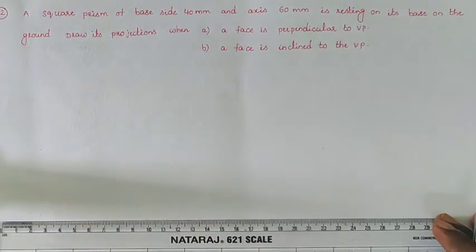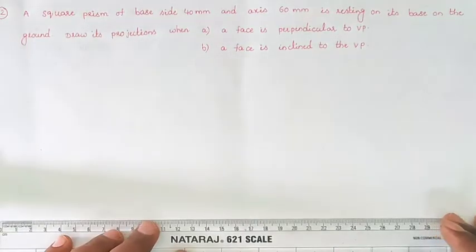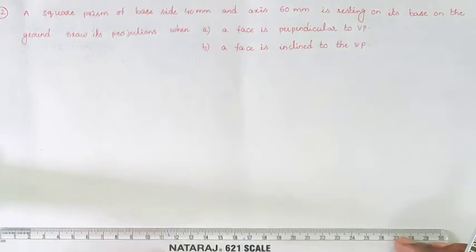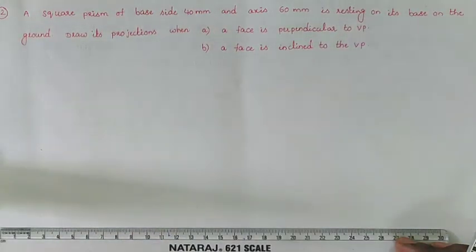In today's class I am going to discuss another example for drawing the projection of a solid when the axis is perpendicular to the HP. If you study this problem, a square prism of base side 40 mm and axis 60 mm is resting on its base on the ground. Draw its projections when a face is perpendicular to the VP. So they are giving two types of problems here.